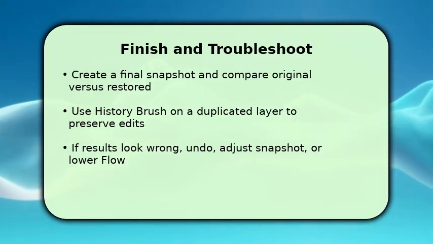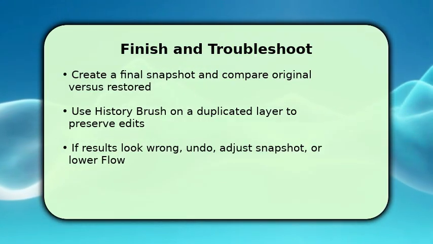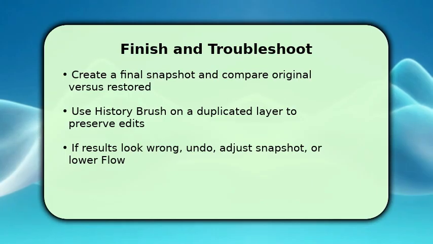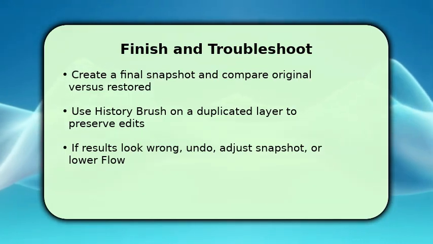If things go wrong, immediately undo, reduce flow or opacity, or recreate the snapshot. This lets you restart from a clean mid-process state without losing prior progress.